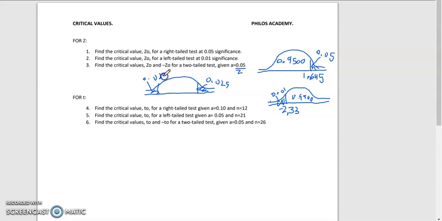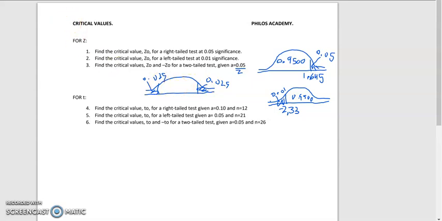0.025. So this place will be 0.025. The other side will be 0.025. Okay. Then you subtract only one of the tails from 1. That is, if it is a two-tailed test, you divide it by 2 and subtract this from 1. When you subtract 0.025 from 1, you get what?